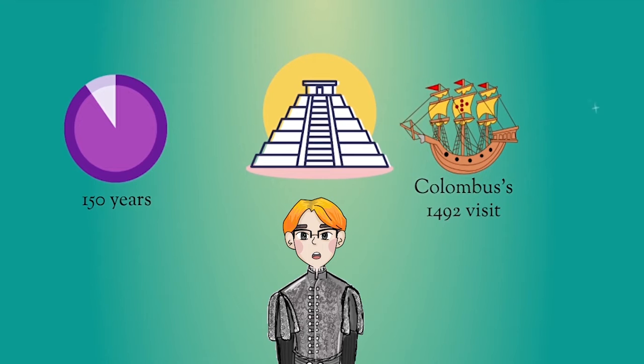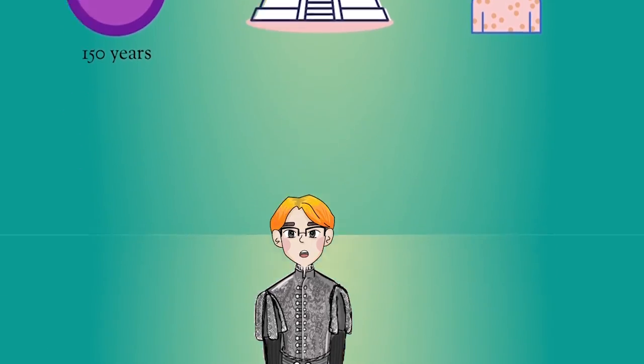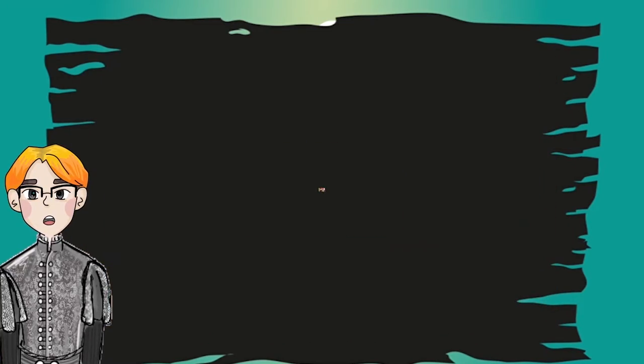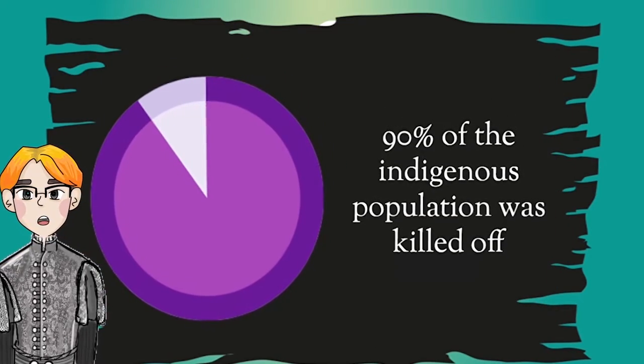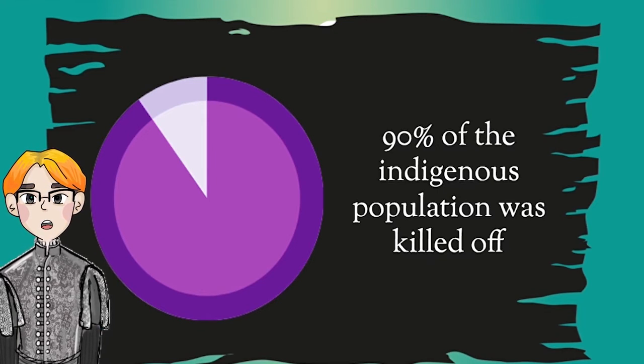Smallpox was a terrible disease. On average, 3 out of 10 people who got it died. People who survived usually had scars which were sometimes severe. This illness contributed to the collapse of the Inca and Aztec civilizations. Some estimates suggest that 90% of the indigenous population in the Western Hemisphere was killed off.